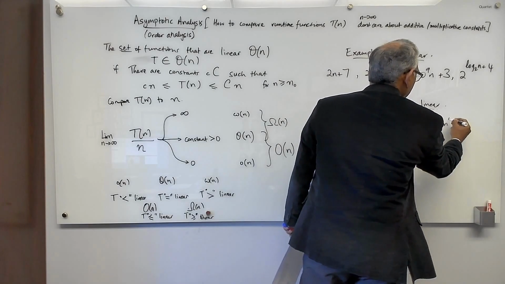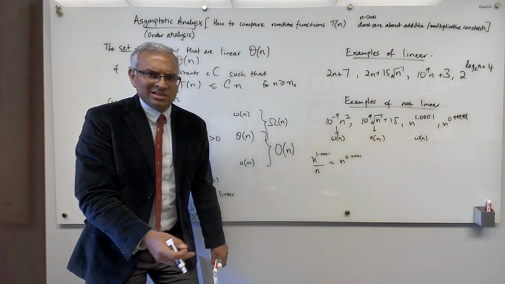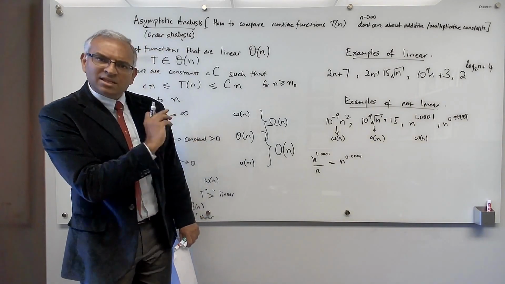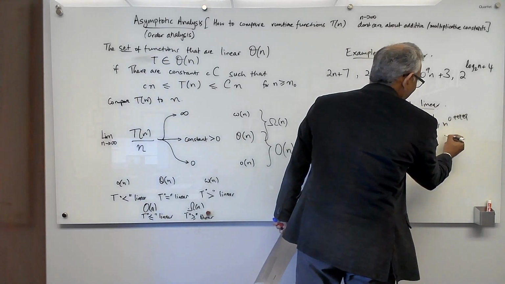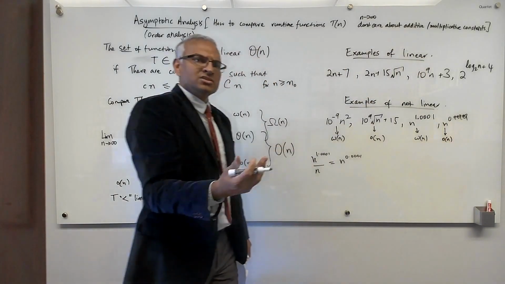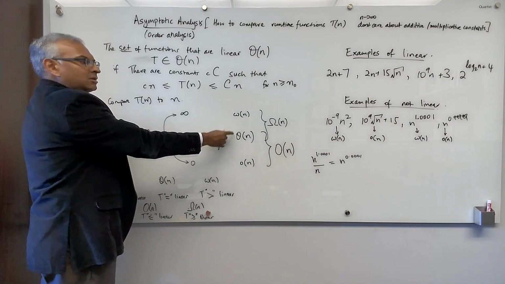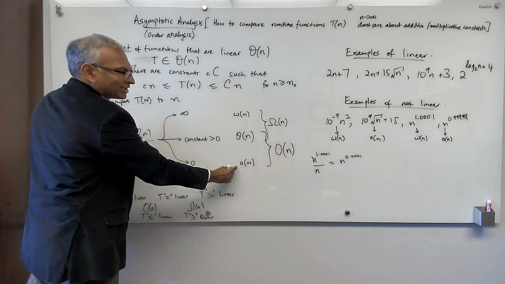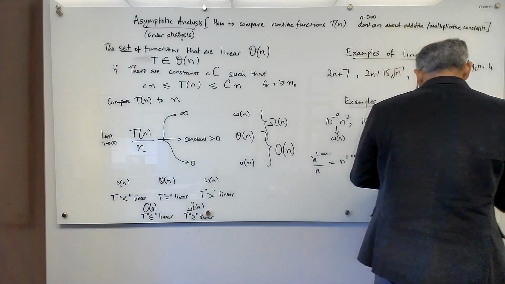What about n to the 0.99999? Looks like almost linear. Not quite. When you divide by n and take the limit to infinity, it goes to 0. So this guy is in little o of n. You see that any function belongs in one of these sets. It's either equal to linear, strictly greater than linear, or strictly less than linear. Very nice. Okay.